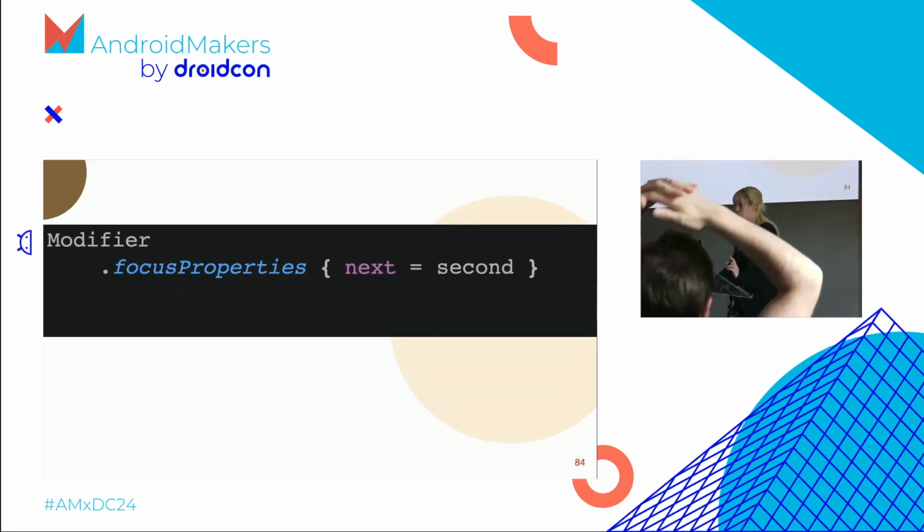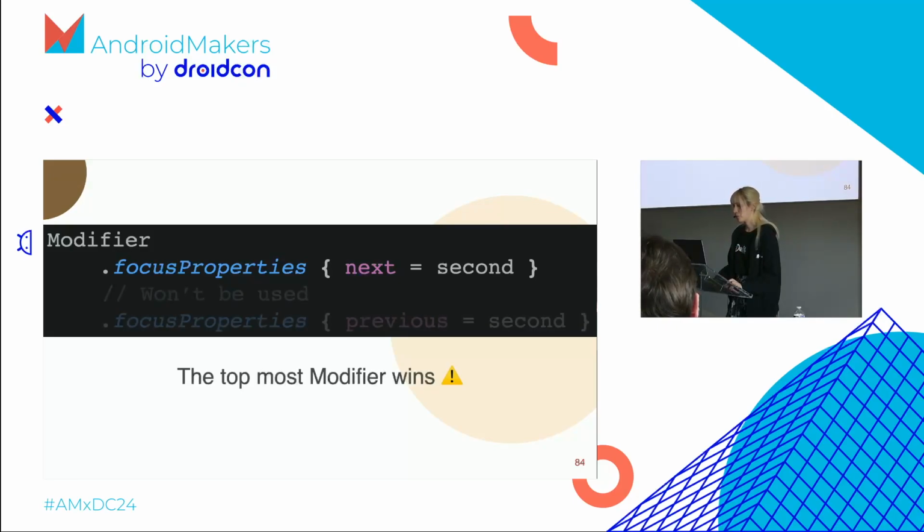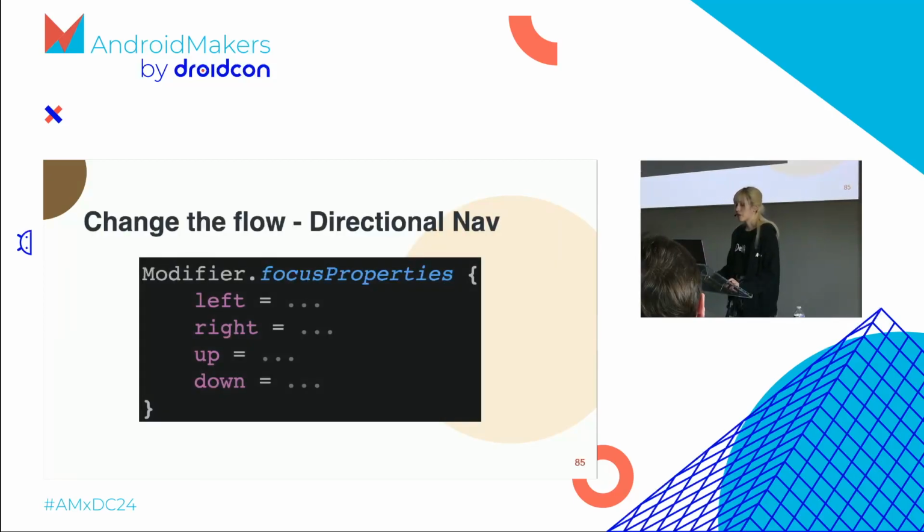But one thing, though. When using the focus properties modifier, please remember that the top one will wrap all the others below that. So if you put a second focus properties like this one, only the first one will be used. And these rules also apply to composable with children, so you need to take care of that, or you can use that to override them if you want. And by the way, for the directional navigation, it's the same. You just use different attributes to handle the 4 directions.